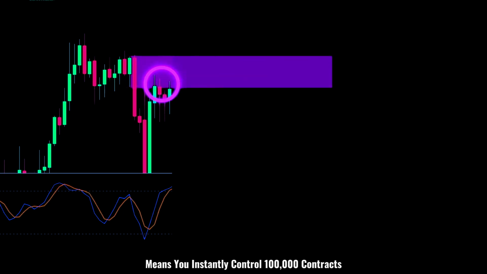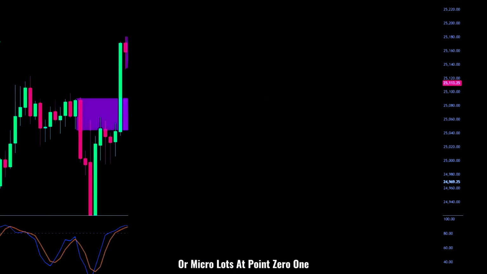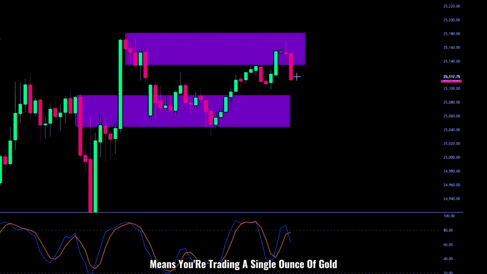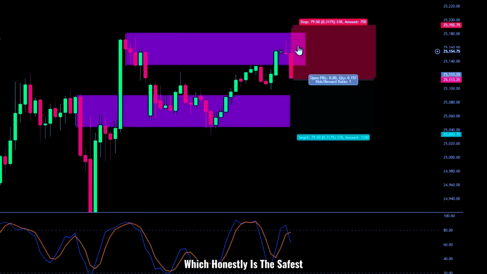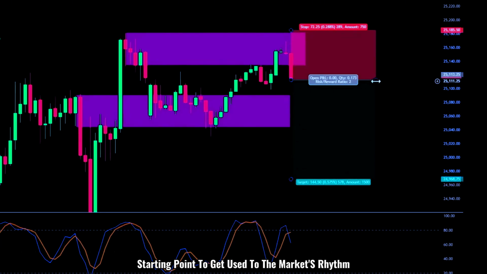Looking at the scale here, hitting the buy button for one standard lot of currencies means you instantly control 100,000 contracts. But the market doesn't force you to play the big game right away. You can trade mini lots at 0.1 or micro lots at 0.01. For gold, one standard lot is 100 ounces. A micro lot, 0.01, means you're trading a single ounce of gold, which honestly is the safest, smartest starting point to get used to the market's rhythm.